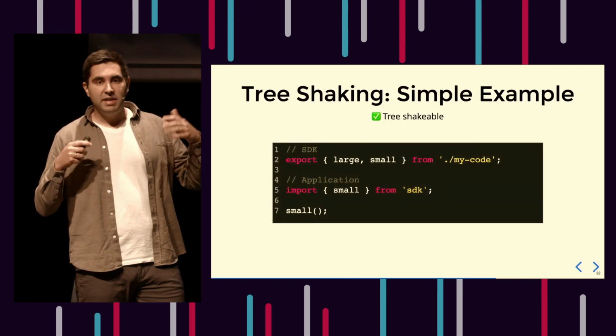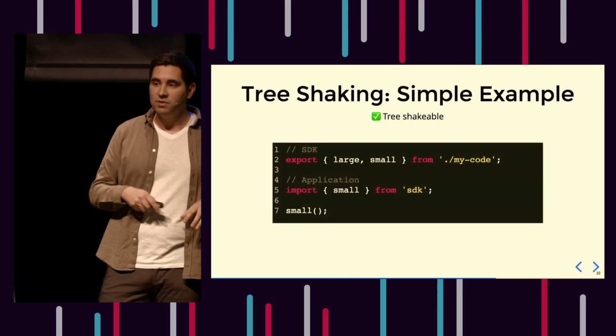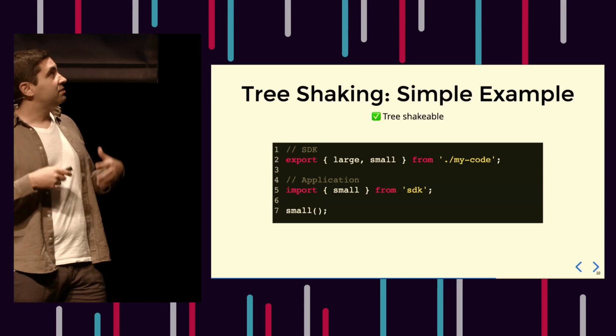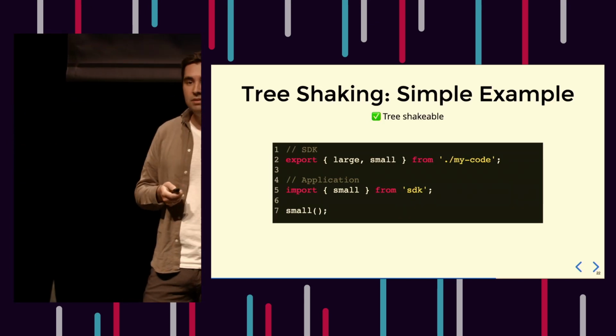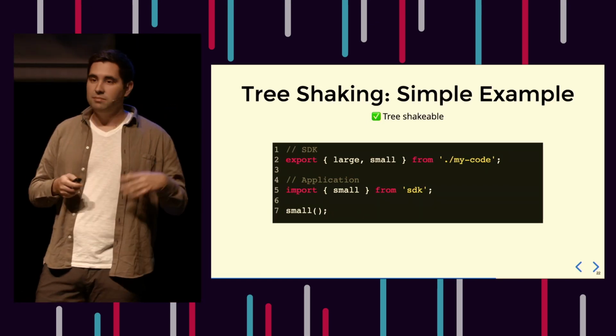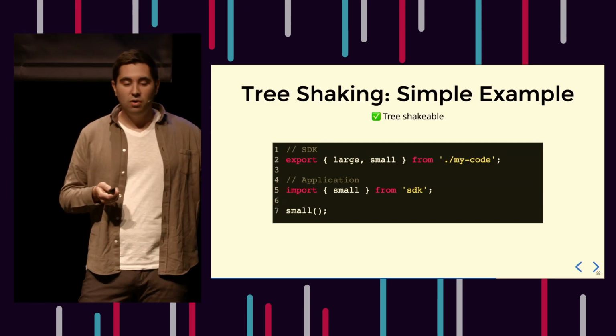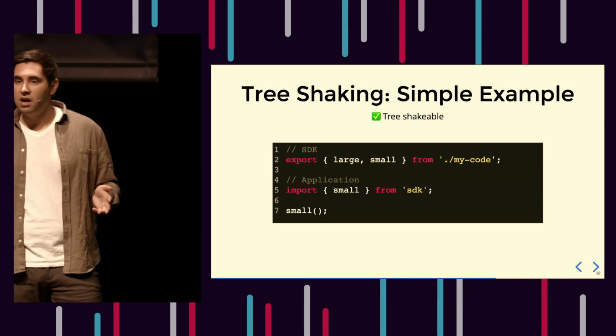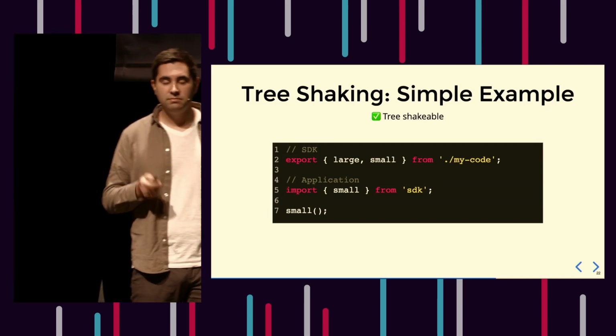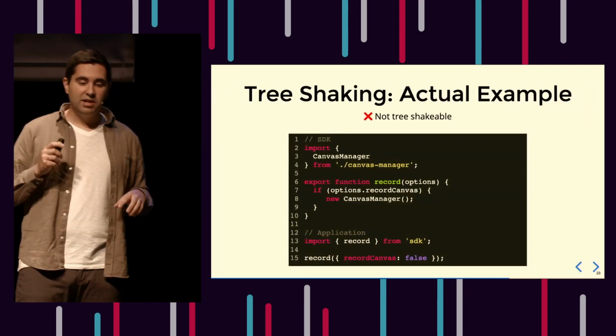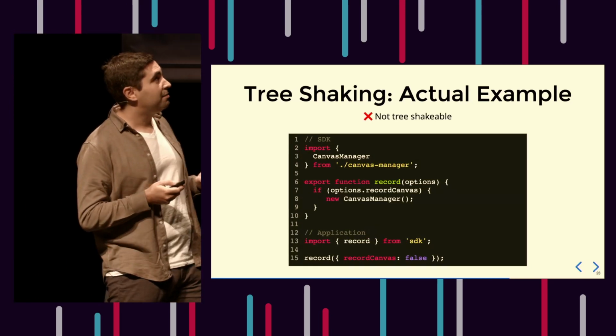If we want to make the same example tree shakeable, we would directly export large and small. If in this case I simply import small and call it, then the bundler will know, hey, we're never using large, we can remove this from our application. Great. So let's look at a slightly less artificial example.